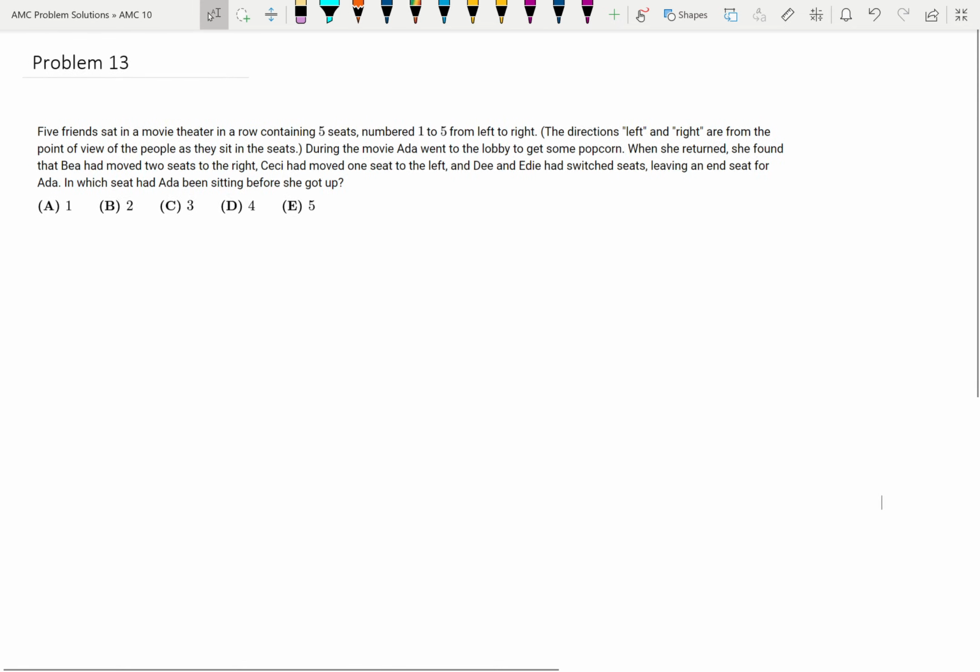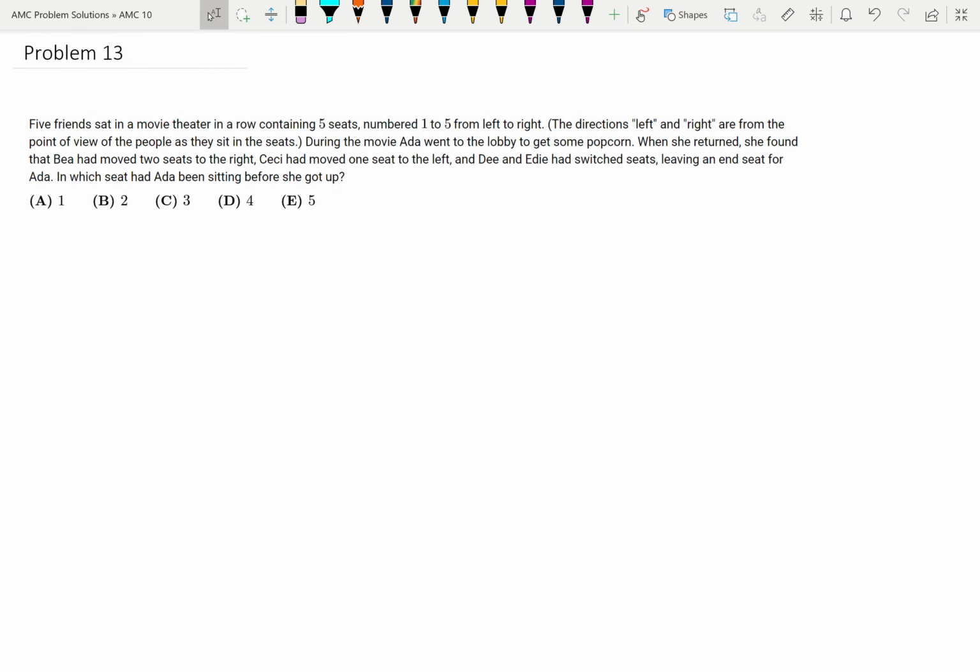Five friends sat in a movie theater in a row containing five seats, numbered 1 to 5 from left to right. The directions left and right are from the point of view of the people as they sit in the seats. During the movie, Ada went to the lobby to get some popcorn.